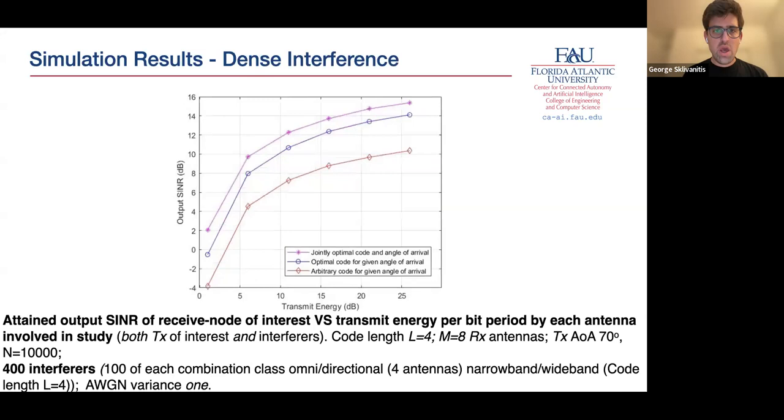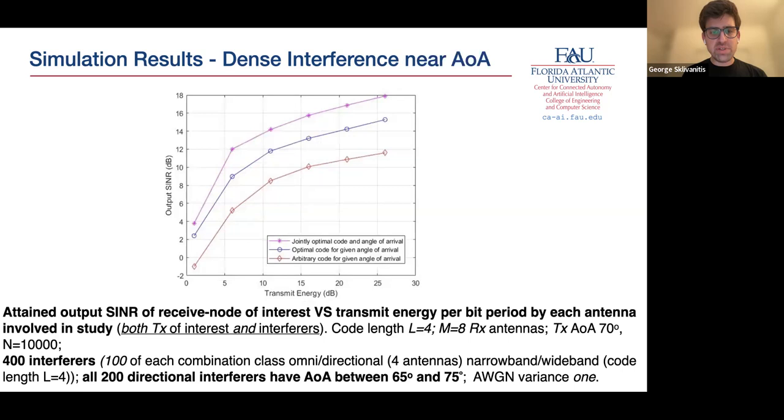Now, this is the performance when we start populating our environment with many more interferers. We have increased the interferers to 400. And you can see how the joint optimization of the code and the angle of arrival helps in terms of SNR. The most important observation, I think, is what happens when we increase the amount of interferers and we have some interferers that are near the angle of arrival of our legitimate receiver. And you see that here is where the joint optimization of the code and the angle offers better performance and might be of interest to explore experimentally.